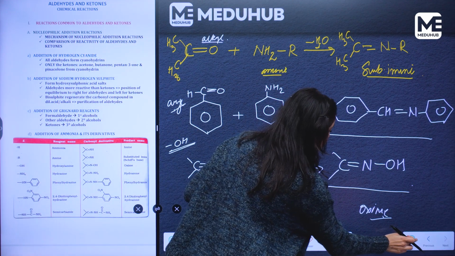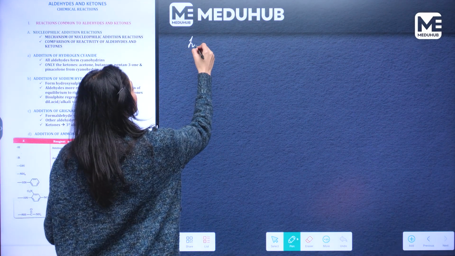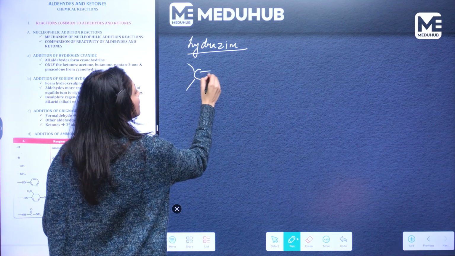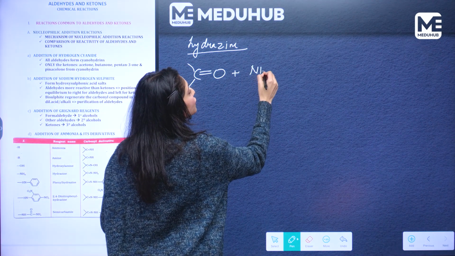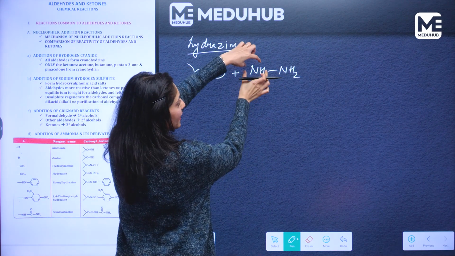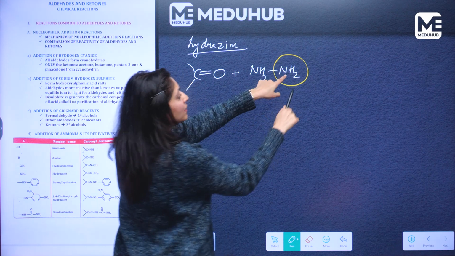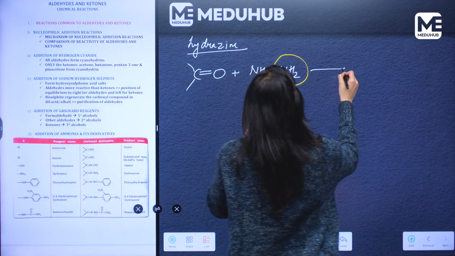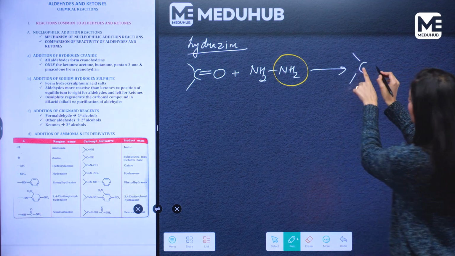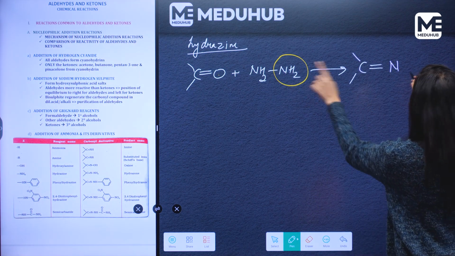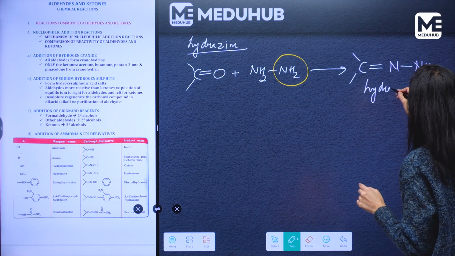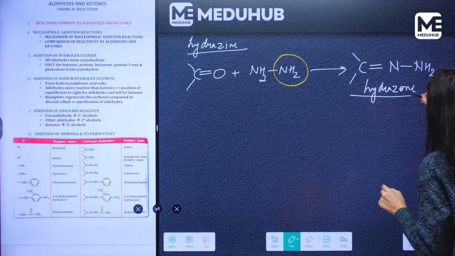If we have hydrazine, in the case of hydrazine, this is the carbonyl compound. NH2 is attached to NH2. This is hydrazine. Now NH2Z, this part is the Z part. What will happen now? Upon reaction, this oxygen, these two hydrogens will go and we will get this carbon doubly bonded to the nitrogen and NH2 here. This is called a hydrazone.